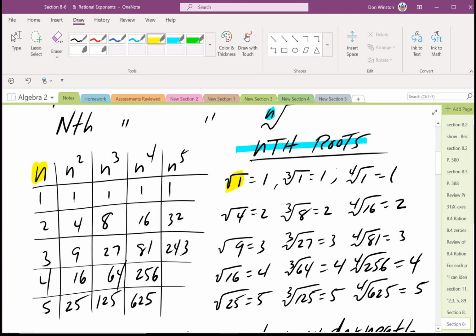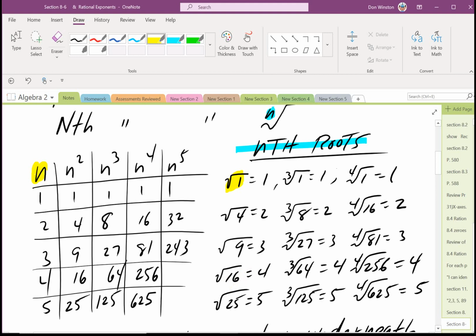Because 2 to the fourth, or 2 times 2 times 2 times 2, is 16. The square root of 9 is 3. The cube root of 27 is 3. And the fourth root of 81 is 3. And then the square root of 16 is 4. The cube root of 64 is 4. And then the fourth root of 256 is 4.